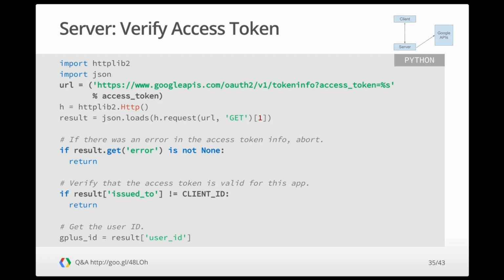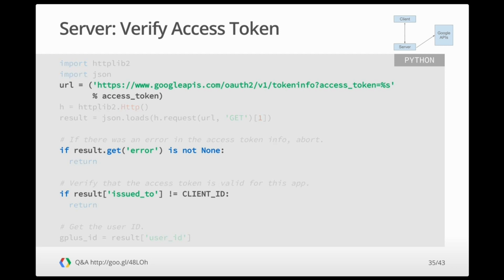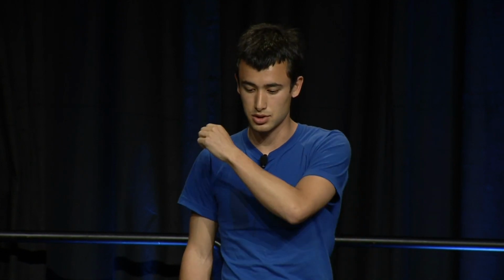The second is to make sure that it is issued to you. The reason this is important is if someone else were to send a Google access token for their app to your server, they could sign in users to your app without a user ever actually using your app. So you need to make sure that you check that the client ID that you set up in the API console matches what you get from this token. And all this comes from the token info endpoint, which you can see here.